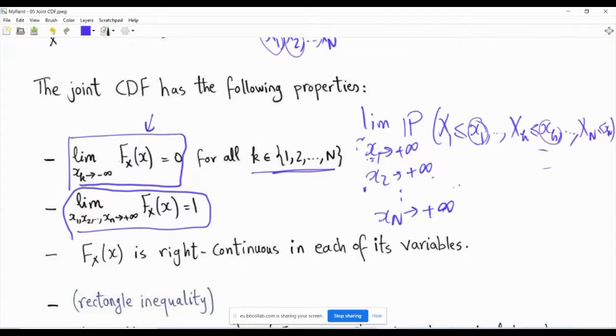Note the difference: in the first case you take the limit with respect to any one of them. If you ask what is the probability that x3 is less than or equal to minus infinity, this should give you 0, and the same applies to any other component of the random vector. But in this case, if you ask what is the probability that x1 is less than or equal to plus infinity, x2 less than or equal to plus infinity, and so forth, then this probability is 1. In each of the variables, the function will also be right continuous, so this property is satisfied.